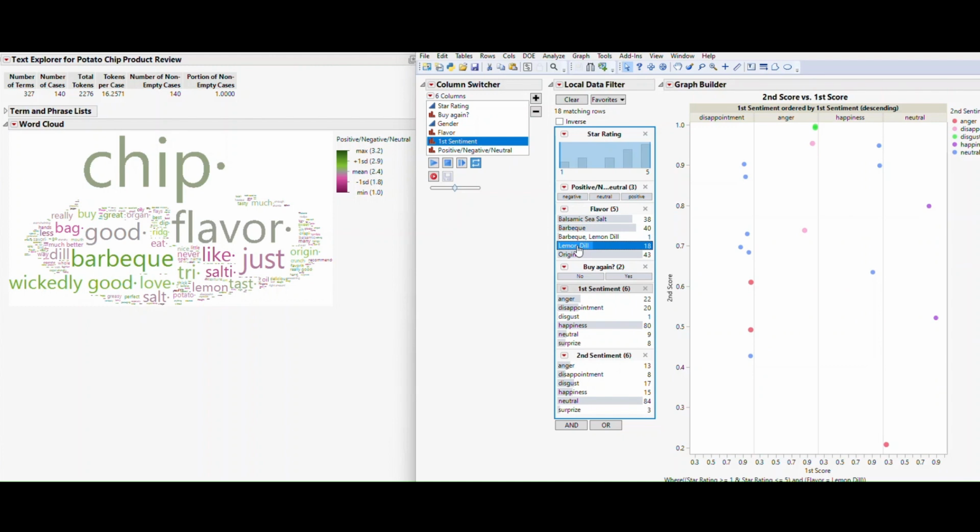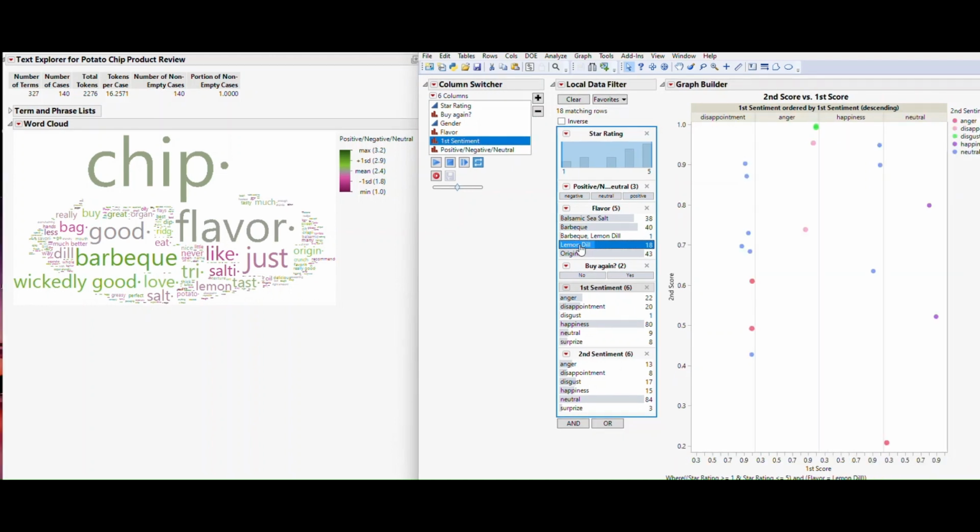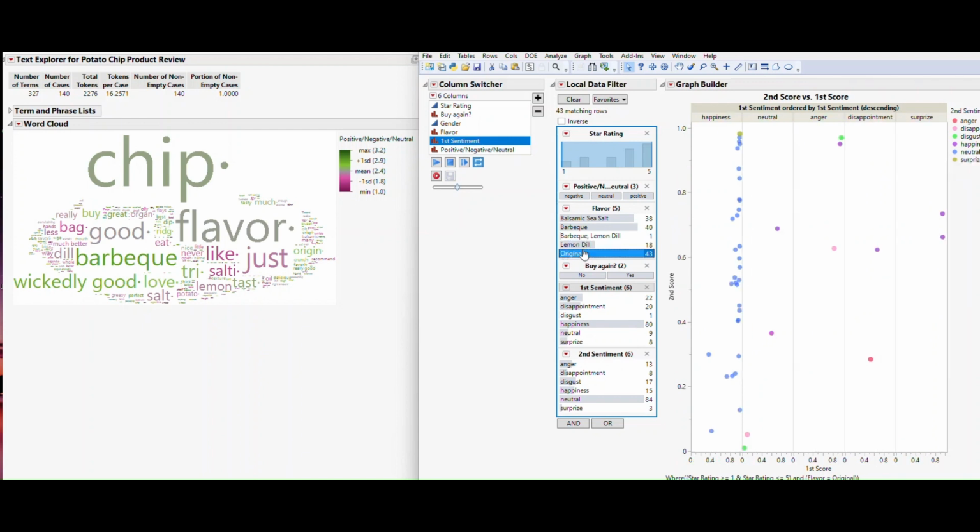Lemon dill. Quite a disappointment. Mixed with angry voices. This was the worst showing. Original. All happy faces. Well, mostly all.